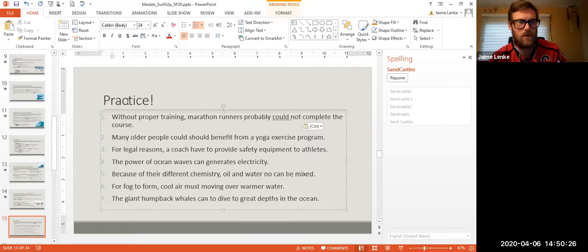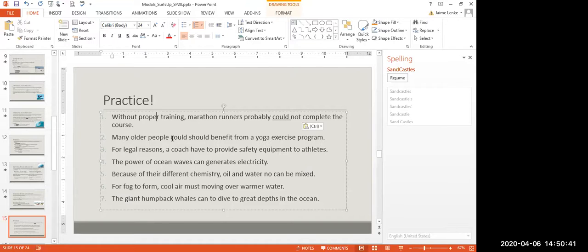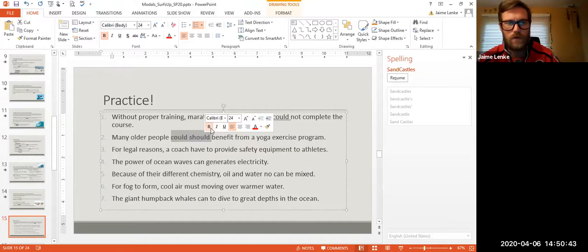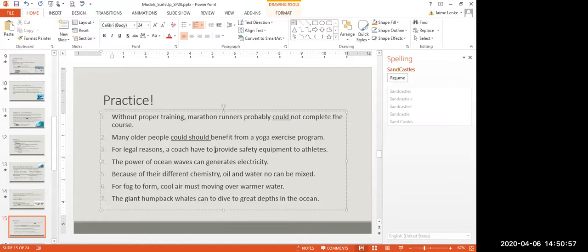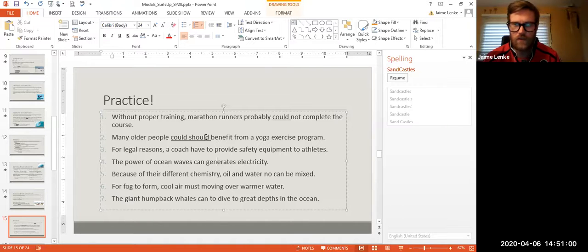Okay, good job. "Many older people should benefit from a yoga exercise program." So where are our modals? Maybe could and should. Could and should, okay. Remember, we don't want two of those together, so we would just pick one. Which one makes more sense here? Do you think could or should sounds better? Could. Yeah, should, right? Should is kind of giving advice.